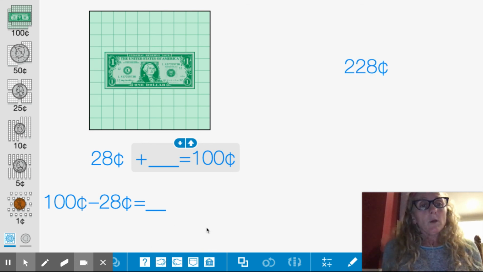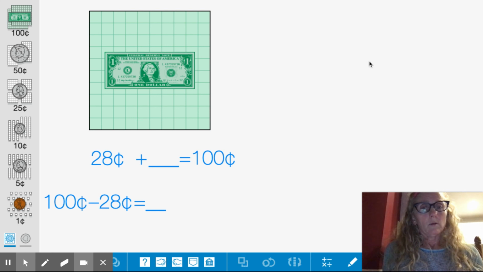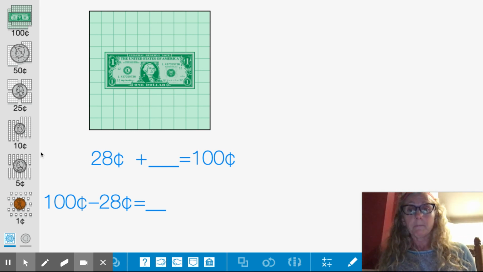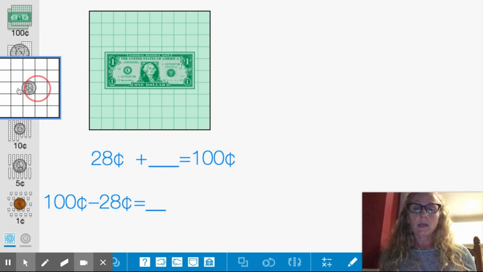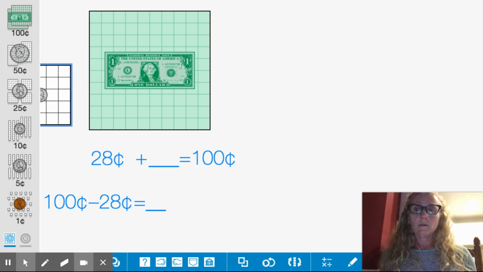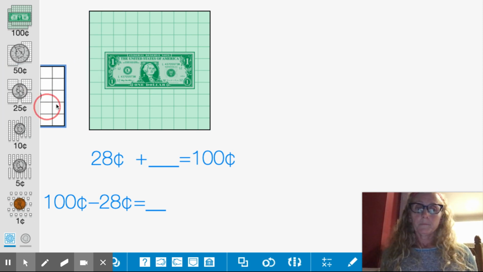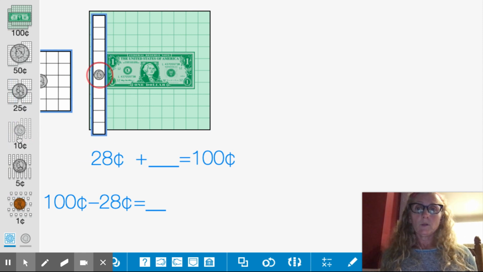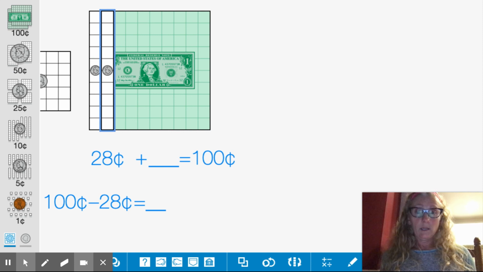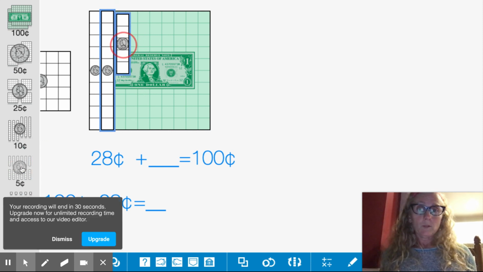Okay, so how would you think about this? Would you say 28 and count up, or would you say 100 and take away 28? Let's try counting up. So 28 cents. Actually, let's do it a different way. Let's do this so you can visualize the tens. Okay, so 10, 20, 25.